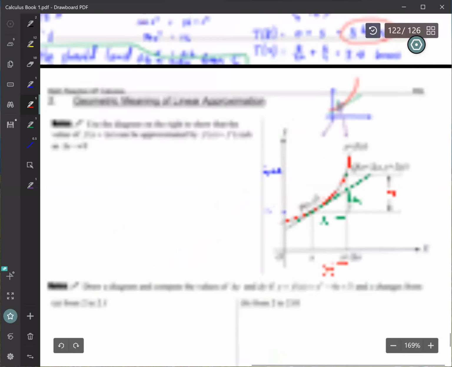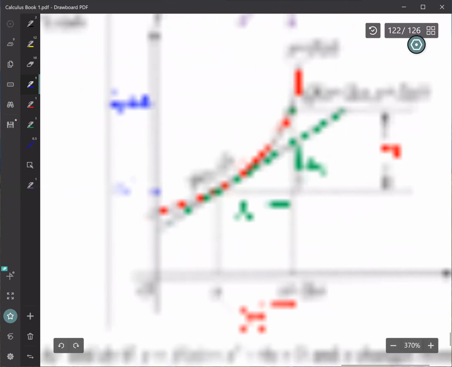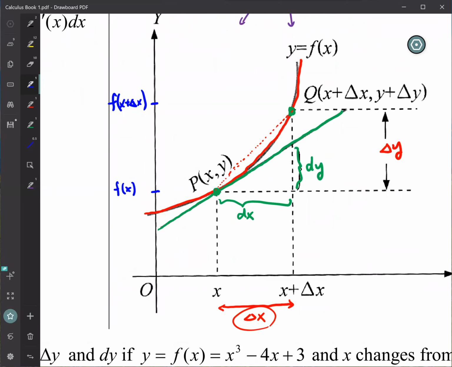Then we can say, when delta x is going to 0, meaning the gap between the 2 points P and Q, when they are very, very close, meaning you are making the triangle really close to point P.